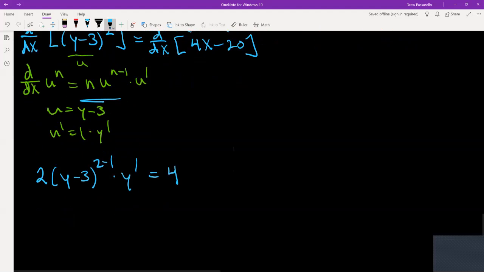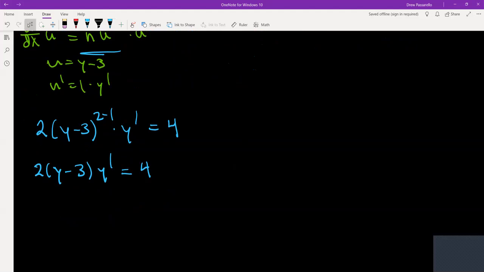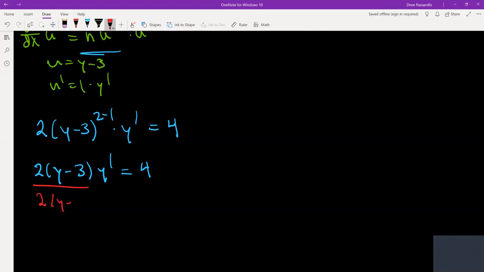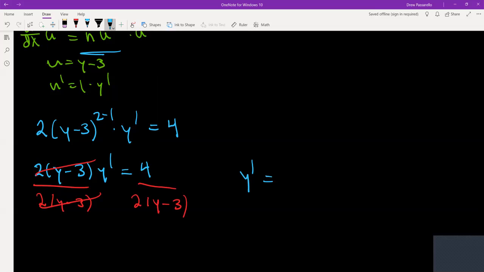All right, so now I have the derivative. And I just get y prime by itself by dividing both sides by 2 times (y minus 3). All right, so the derivative y prime is, 4 divided by 2 is 2, so it would be 2 over (y minus 3). All right, so that is the derivative.